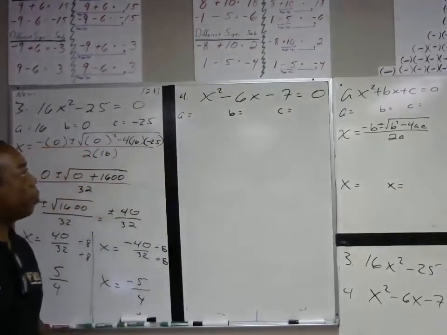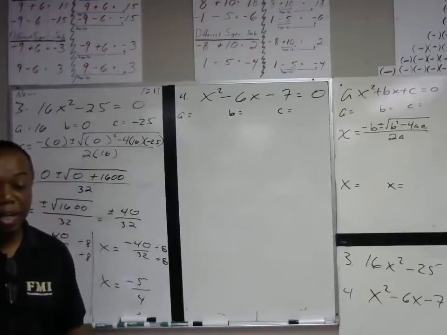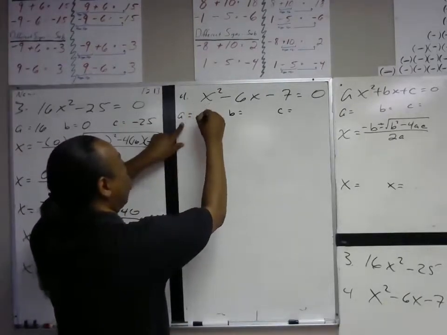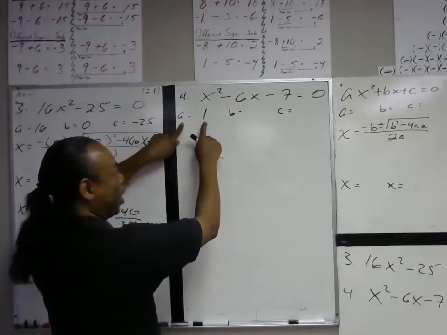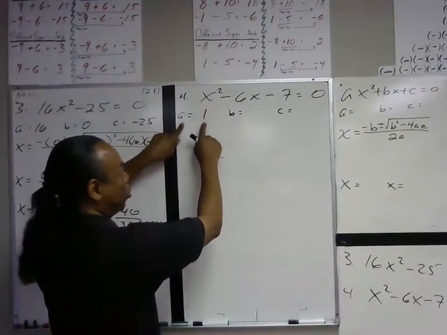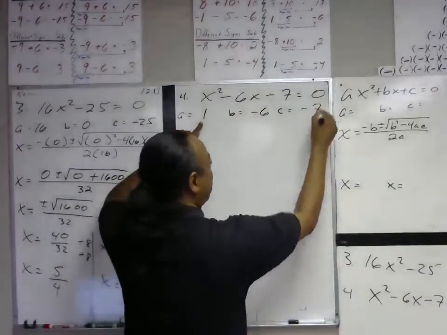Here we have x squared minus 6x minus 7 equals 0. Identifying the a, b, and c. The coefficient of x squared is 1. Oftentimes students write down x here as a coefficient. X is a variable. The coefficient is understood to be 1. b is negative 6, and c is negative 7.